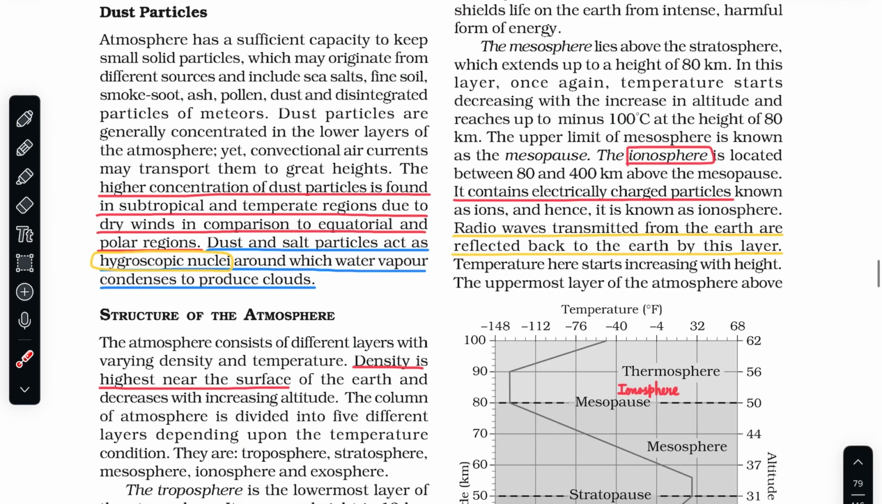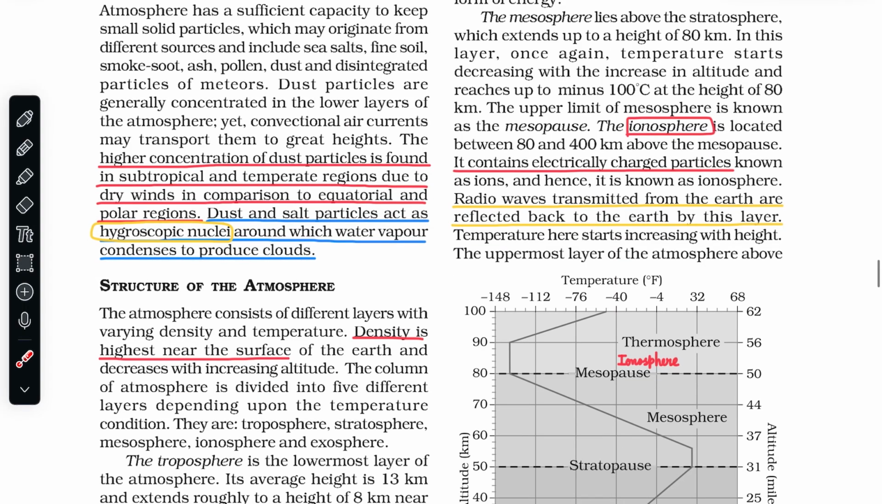The dust particles. Atmosphere has a sufficient capacity to keep small dust particles which may originate from different sources and include sea salts, fine soil, smoke soot, ash, pollen, dust, and disintegrated particles of meteors. Dust particles are generally concentrated in the lower layers of the atmosphere, yet convectional air currents may transport them to great heights. The higher concentration of dust particles is found in subtropics.